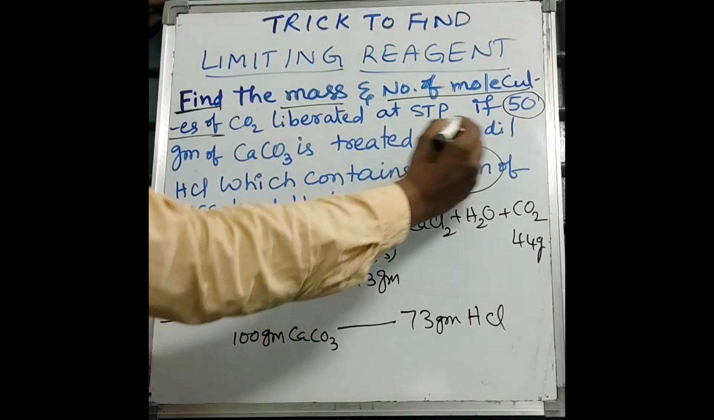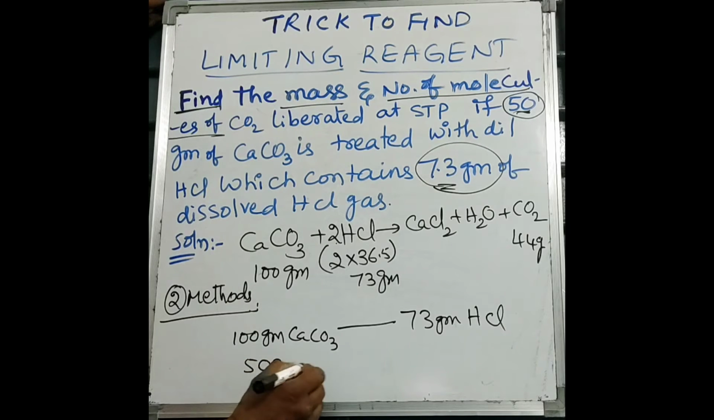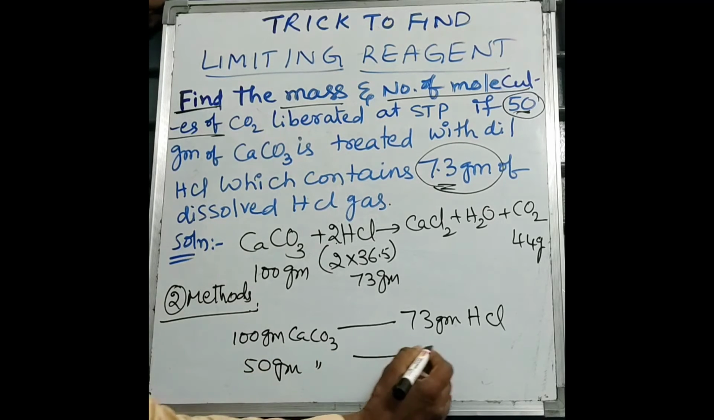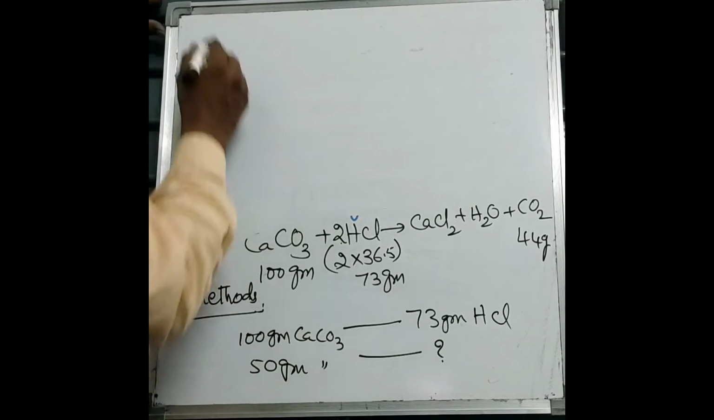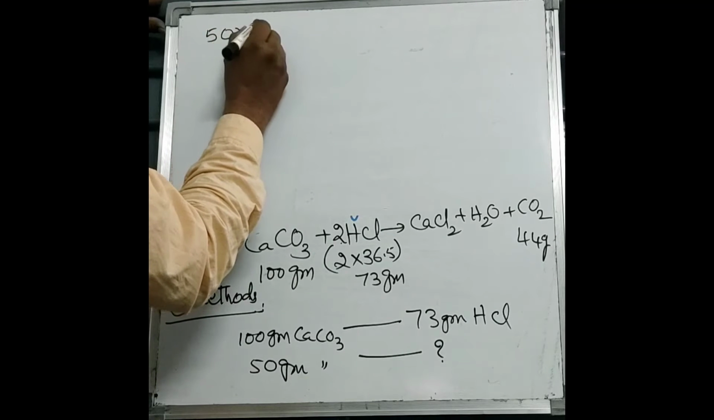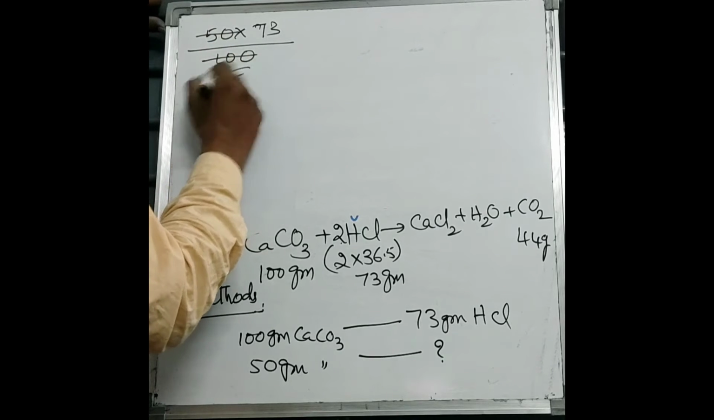According to the given problem, 50 grams of calcium carbonate is present. So 50 grams of calcium carbonate requires how many grams of HCl to complete this reaction? Now we will see the calculation. In this calculation, 50 into 73 divided by 100. Ones, twos, 36.5.